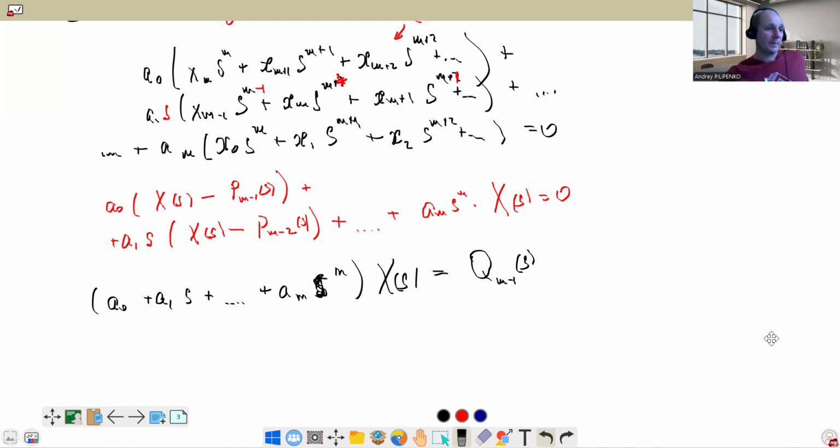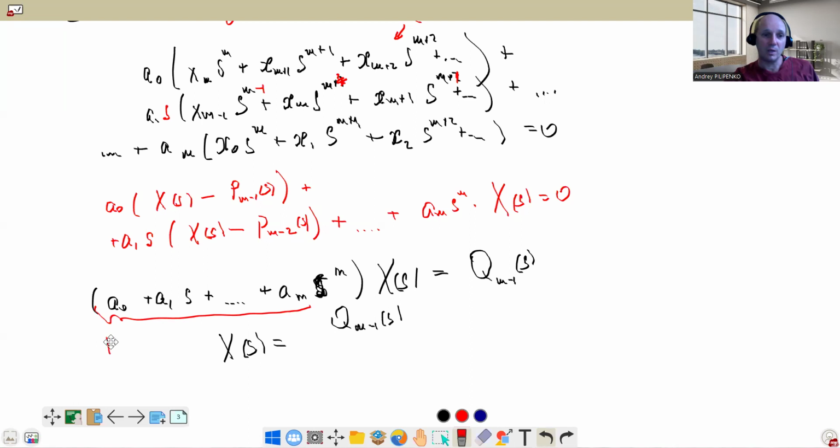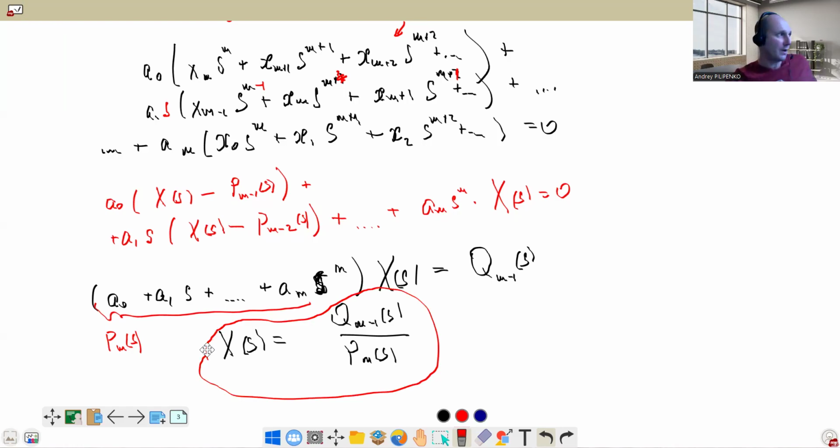So the answer is, we have this representation: x of s is equal to q m minus 1 of s over, and let me denote this by p m of s, the polynomial of order m. So we have found the generating function of the sequence.